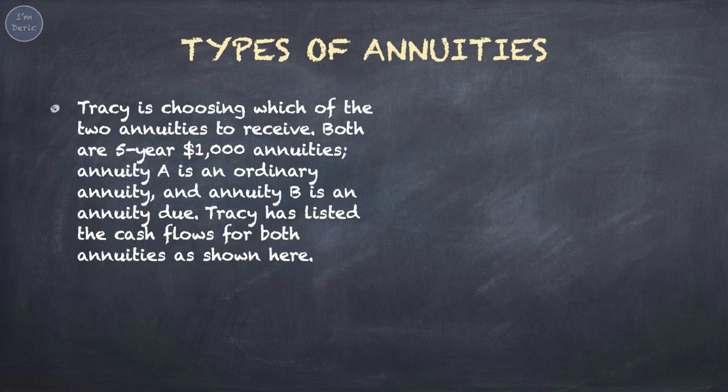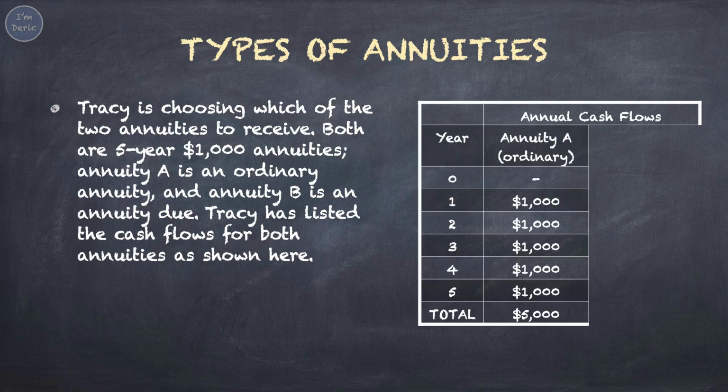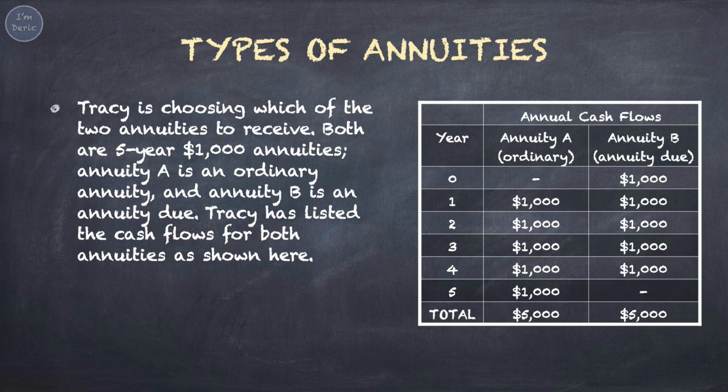Tracy is choosing which of the two annuities to receive. Both are 5-year $1,000 annuities. Annuity A is an ordinary annuity, and Annuity B is an annuity due. Tracy has listed the cash flows for both annuities as shown here. For Annuity A, the ordinary annuity, it means Tracy will receive $1,000 at the end of each year. But for Annuity B, the annuity due, it means Tracy will receive $1,000 at the beginning of each year.